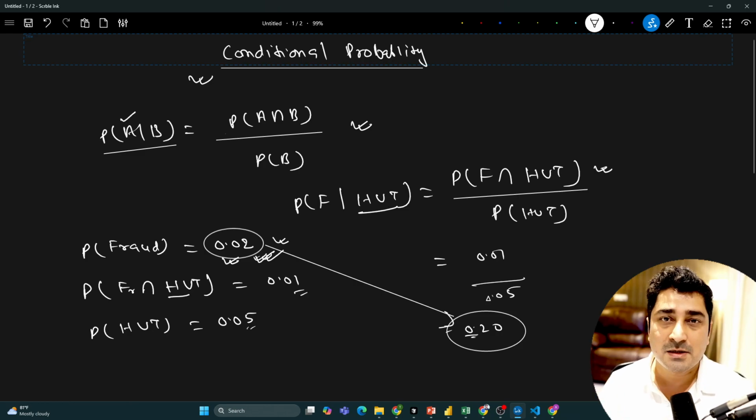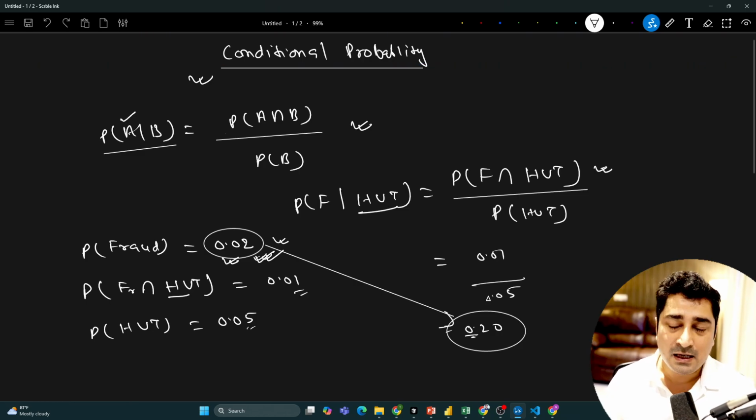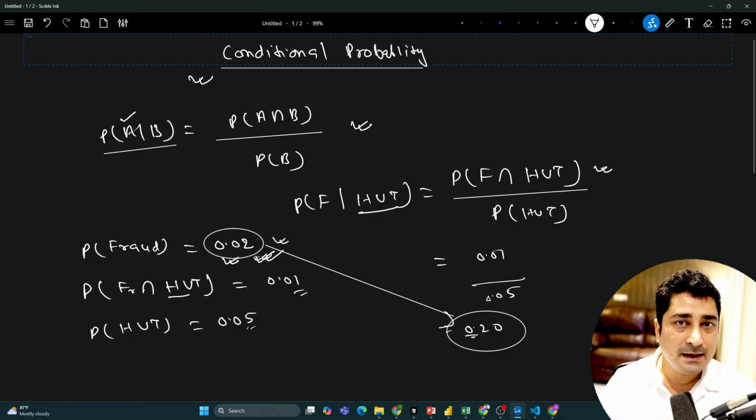So this is where conditional probability comes into the picture: based on the given condition, technically a high volume transaction in this example, we are trying to do the calculation for a probability.